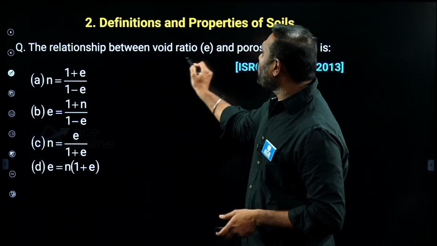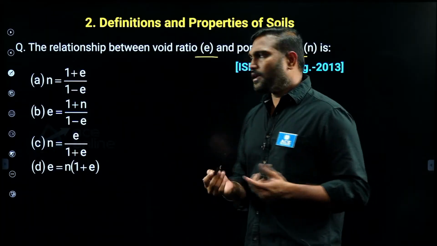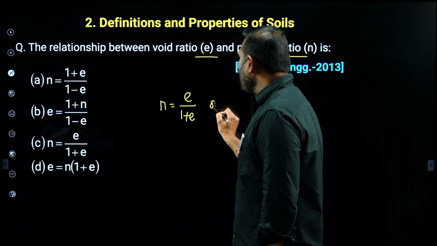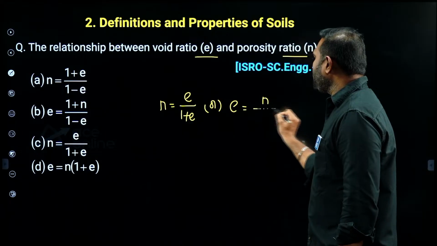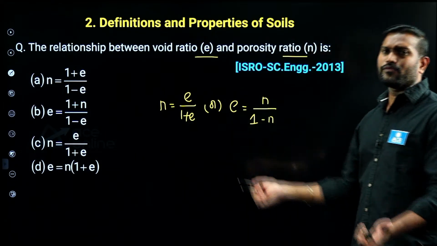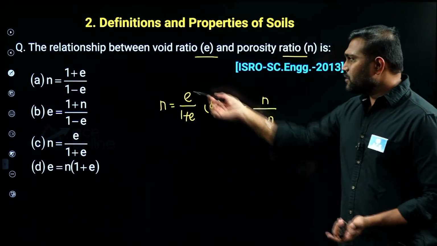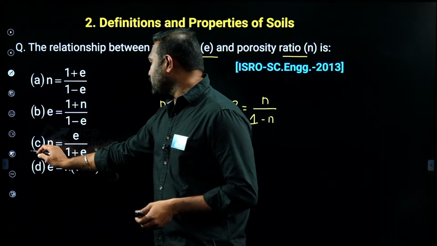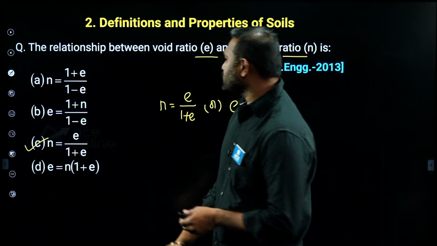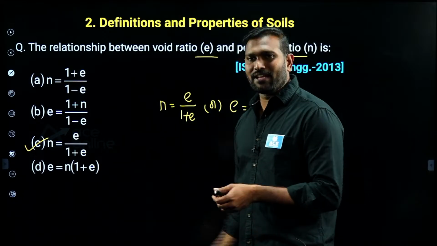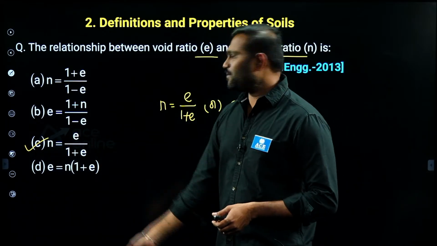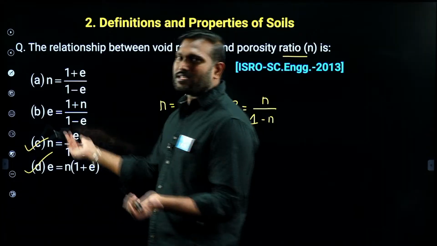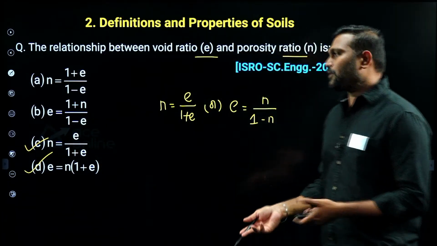So the relation between the void ratio and the porosity. The relation can be n equals e by 1 plus e, or e equals n by 1 minus n. Either of these two can be correct. If you observe that n equals e by 1 plus e, the only option that matches is option C. But option D is also a rearrangement of option C: you send the 1 plus e to the other side, n into 1 plus e. So option C and option D are both the same, and you can opt for either one.